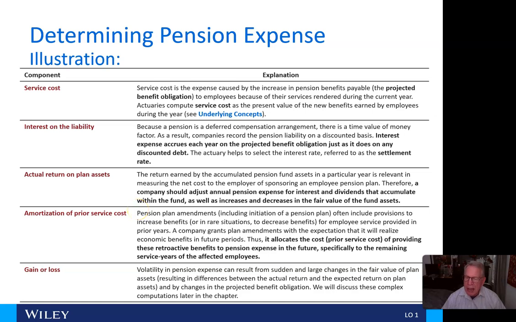And finally, gain or loss. Volatility in pension expense can result from sudden and large changes in the fair value of plan assets, resulting in differences between the actual return and the expected return on plan assets, and by changes in projected benefit obligation. We will discuss these complex computations later in this chapter.